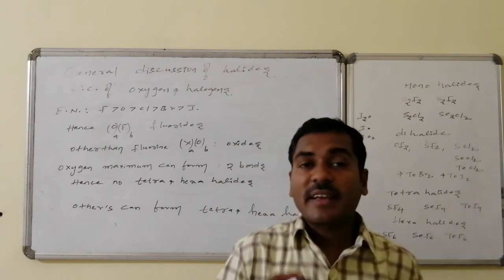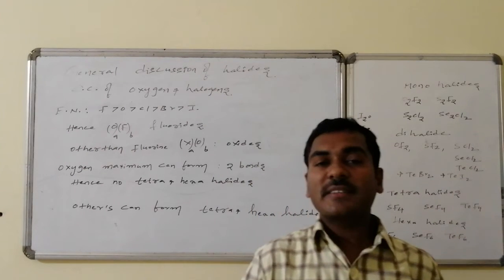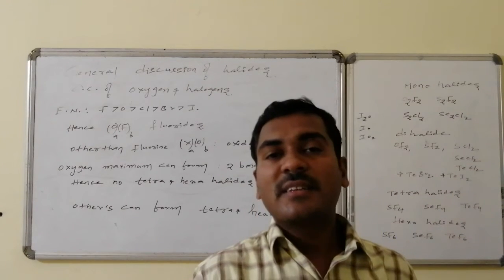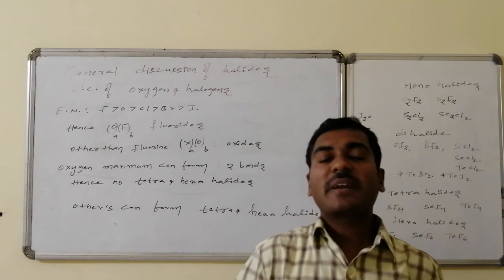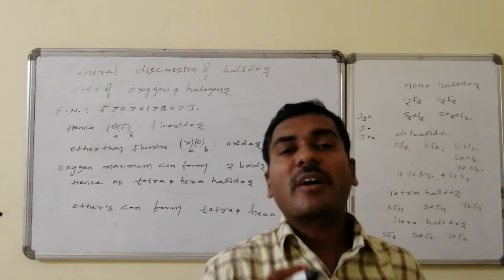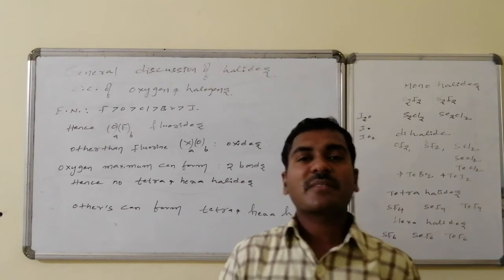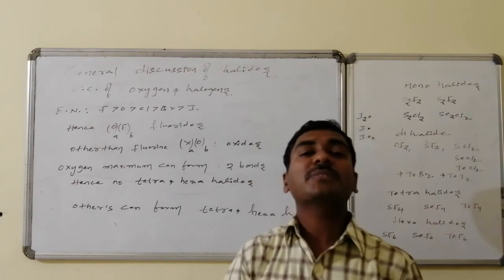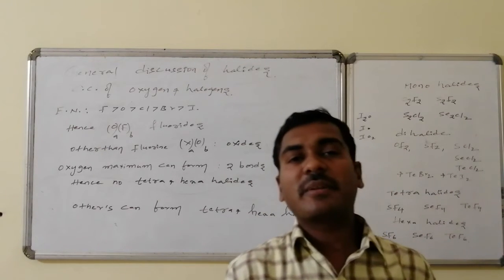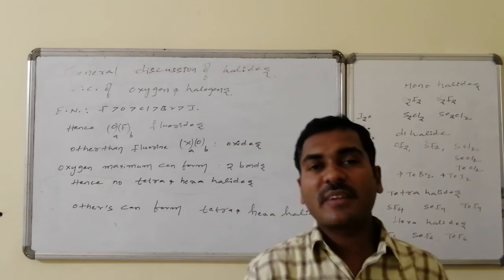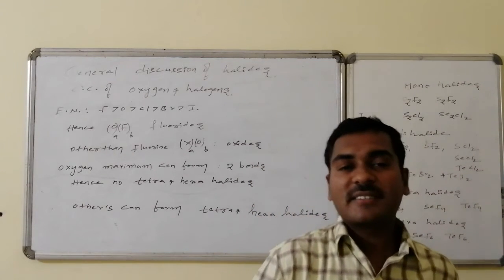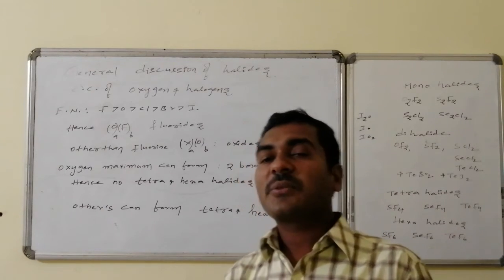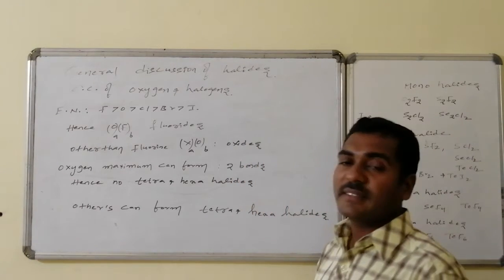Similarly, if the second lone pair is promoted, now there are 6 unpaired electrons, so 6 sigma bonds can form, and it can combine with the 6 monovalent atoms. Thus, the formation of tetrahalides and hexahalides is possible for sulfur. Sulfur, selenium, and tellurium can form tetrahalides as well as hexahalides, but oxygen forms only dihalides. This is the general discussion of the 6A group element halides.